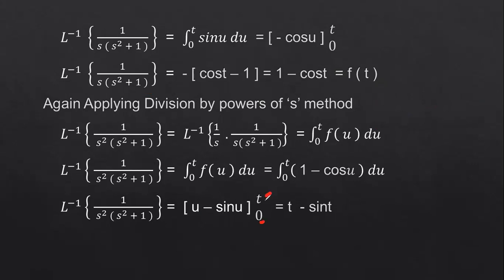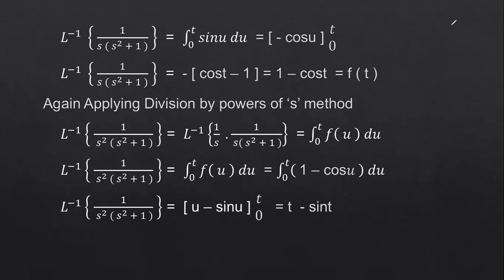Okay, so we apply the upper limit. What you will get? t minus sin t. Wherever you have the u, you simply substitute t. Then minus, when you substitute the lower limit, 0 minus sin 0, and sin 0 is nothing but 0. So finally we get t minus sin t only. So this is the way you have to solve the problem by using this division by powers of s method.